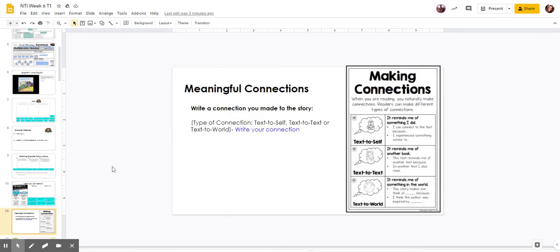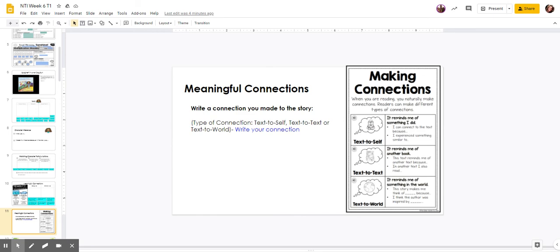The last thing you're doing in reading is you're going to make your own meaningful connection. Now, off to the side here is a little anchor chart. I know it's small, so I put audio. So if you press the audio, I'll read about each type of connection. Text to self means that something happened in the story that happened in your life. So it's a personal connection. Text to text means something in the story reminded you of something in a different story you've read. And then text to world means something in the story reminded you of something that's happening in the world.